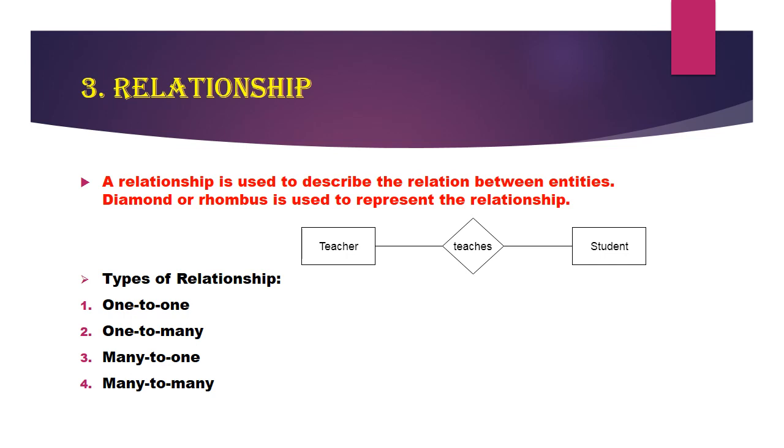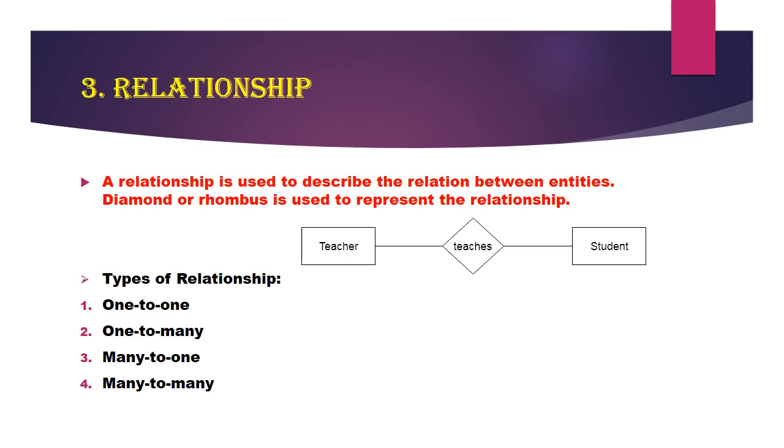The third type of relationship is many-to-one. When more than one instance of the entity on the left and only one instance of the entity on the right associate with the relationship, then it is known as many-to-one relationship. The best example is that a student enrolls for only one course, but a course can have many students. That is the best example of many-to-one relationship. The student can only enroll for one course, but the course will have many students. It's a many-to-one relationship.